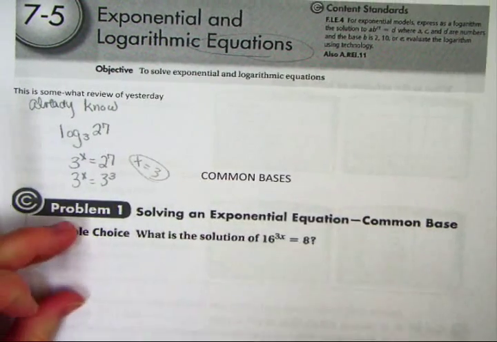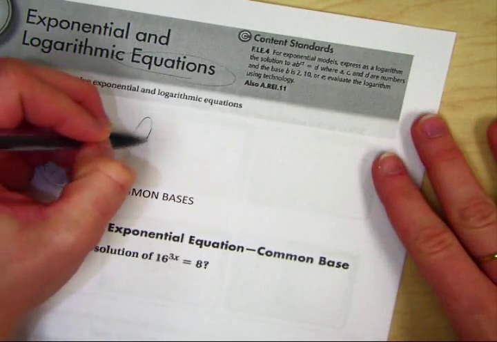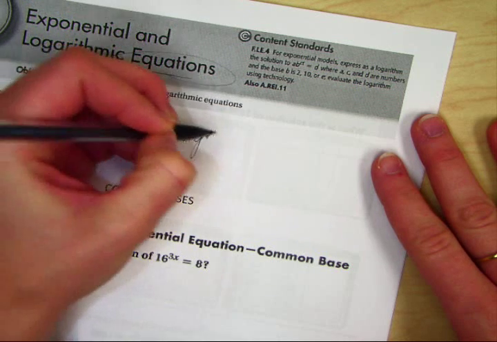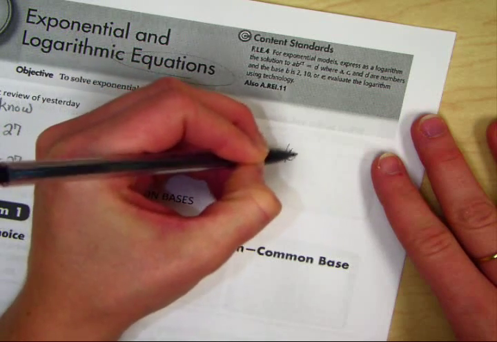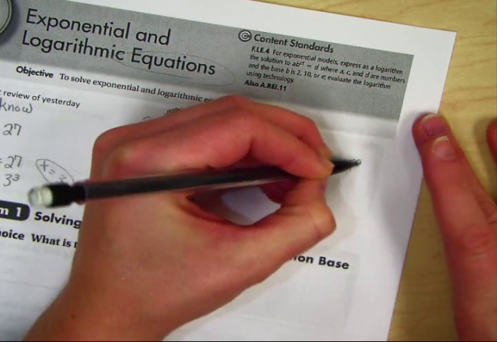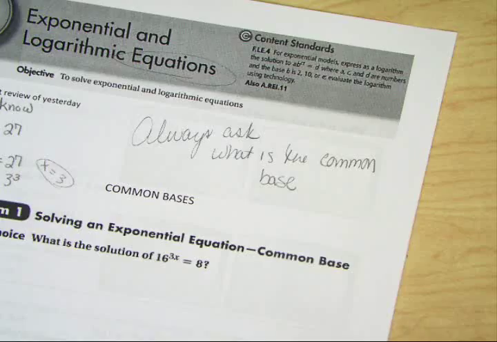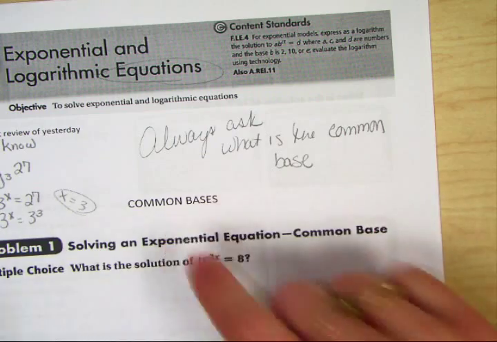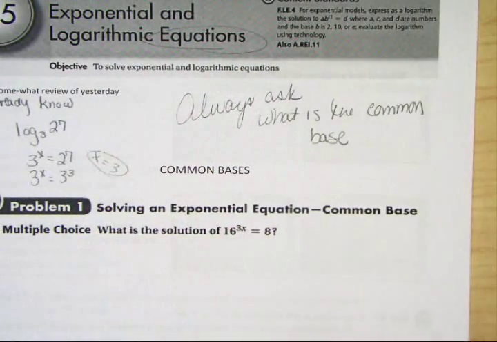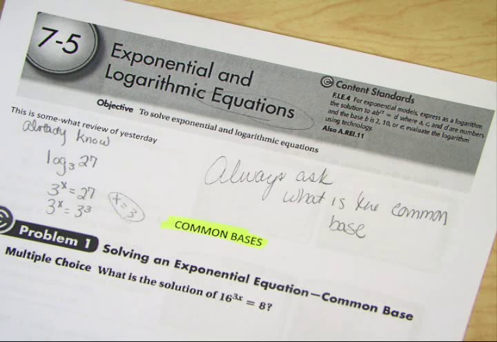I'm going to teach you what to do when you can get a common base and when you can't get a common base. Here's the question you always need to ask yourself: what is the common base? As we continue on, let's take a look at problem 1. This entire page deals with things that have common bases. First page, all have common bases.